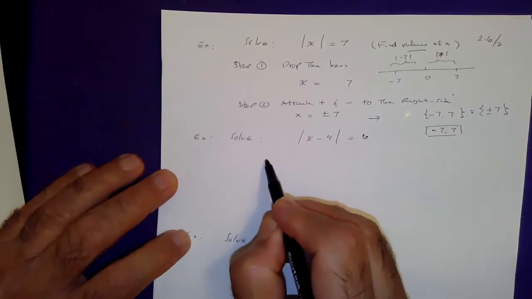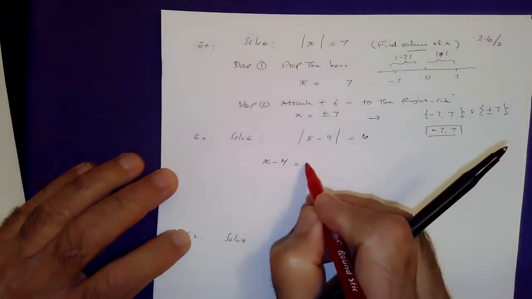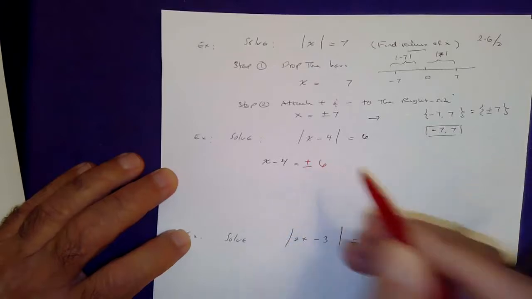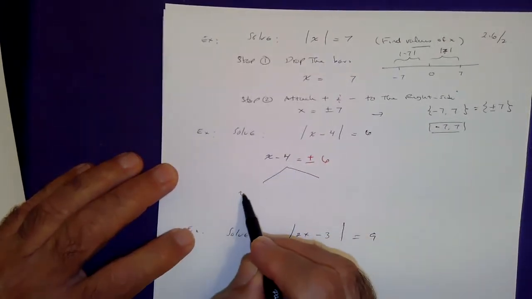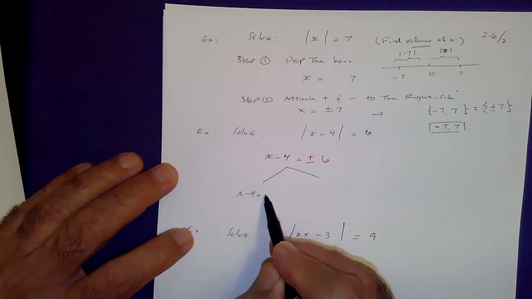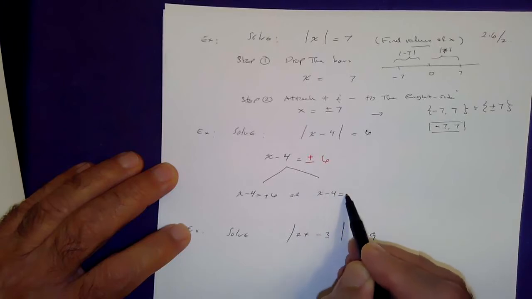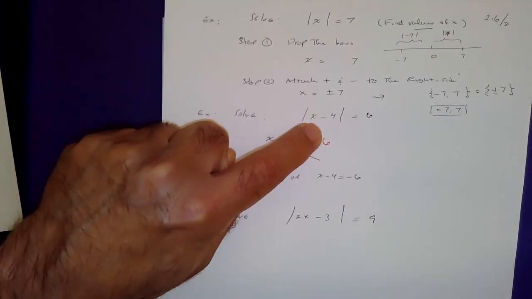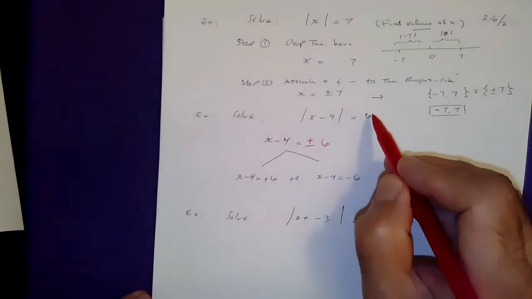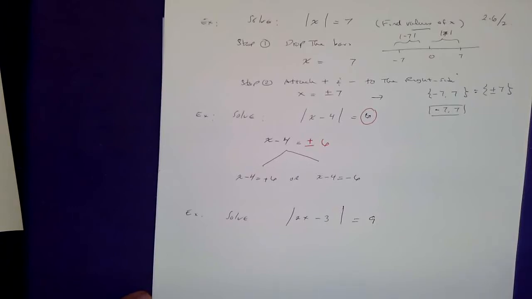So step 1, drop the bars. Step 2, attach plus or minus to the right side, right? Step 3 is what? Solve each of these individual equations. So either x minus 4 is equal to what? Positive 6, or x minus 4 is equal to negative 6. Notice I did not change the sign of what's inside the bars. The only sign which I changed was the sign of the number on the right side of the equation. So please be careful. Otherwise, the answer won't come out right.